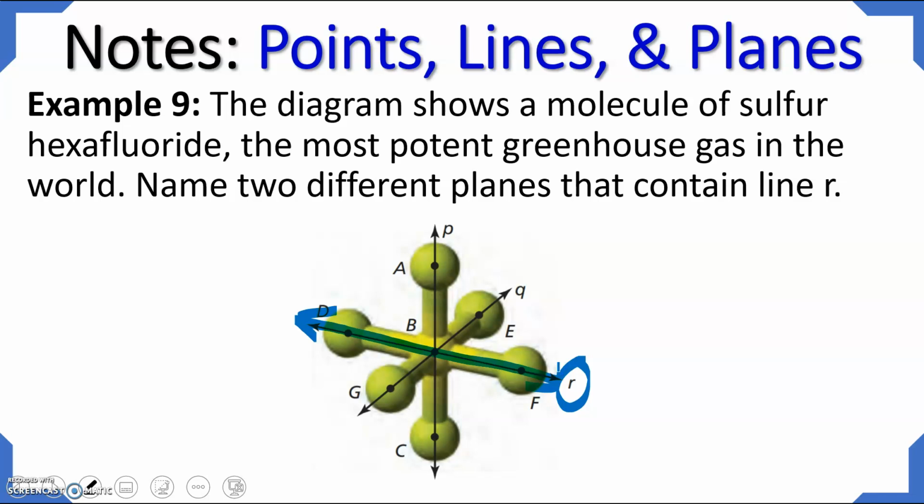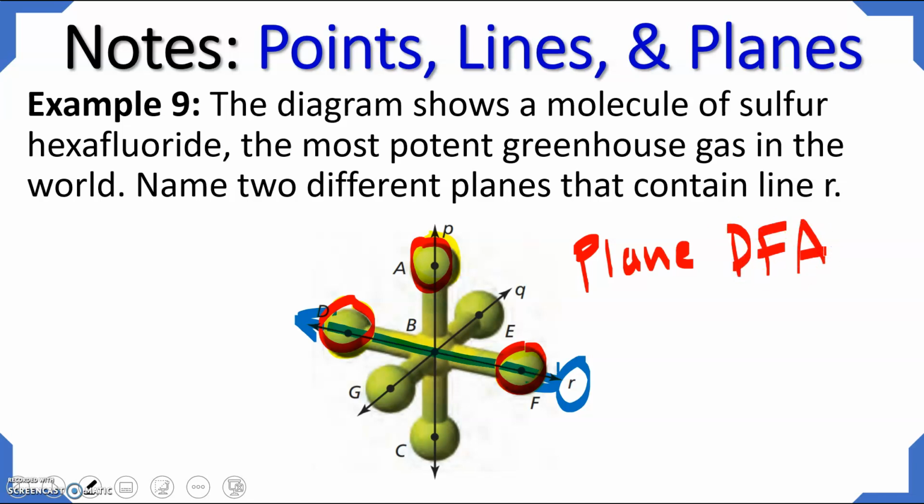So I think the first plane I want to look at is going to be the plane that includes D, F, and A. Now remember, when naming a plane, it's important that we choose 3 points. 2 can be on the line, but the third one should not be. So plane D, F, A will include line R.